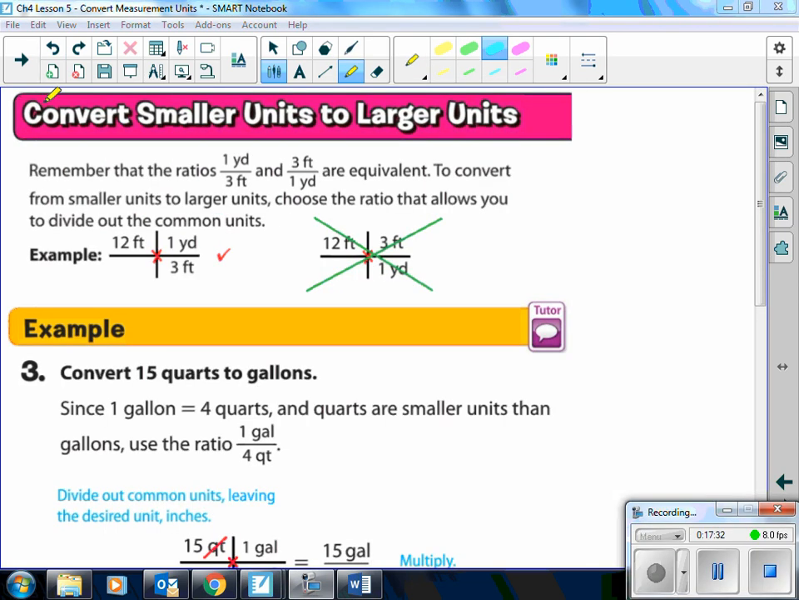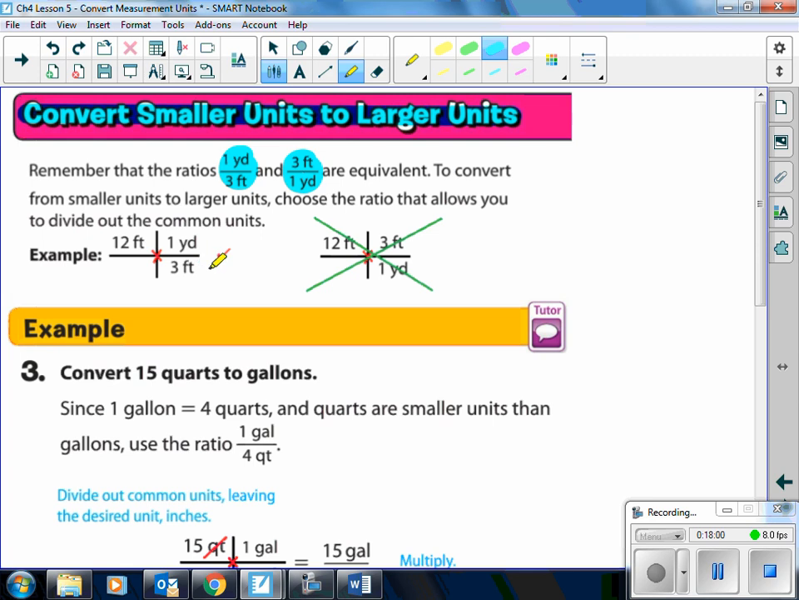All right, so we're going to convert smaller units to larger units. Now we want to remember that the ratios 1 yard to 3 feet is equivalent to 3 feet to 1 yard. Those are equivalent because they're the same size in the top and the bottom. Okay, so to convert the smaller units to larger units, you're going to use a ratio that allows you to divide out the common units.